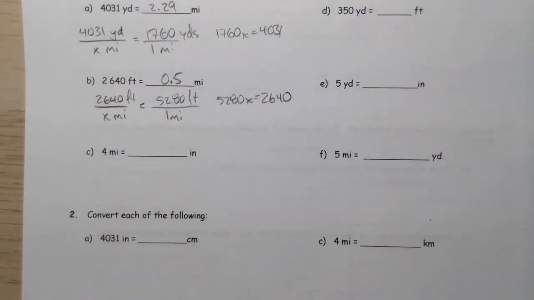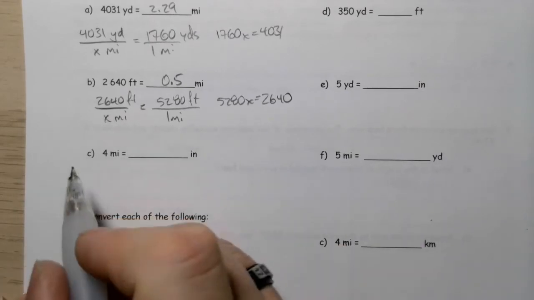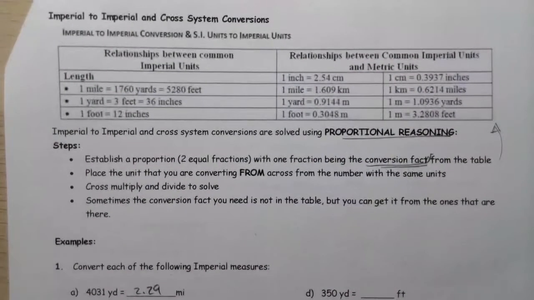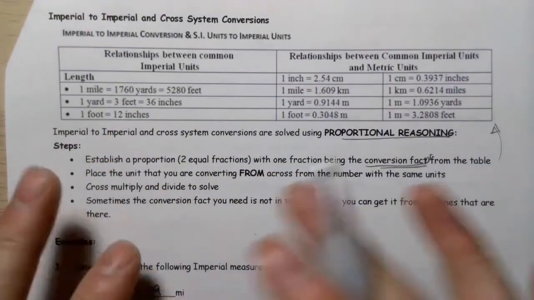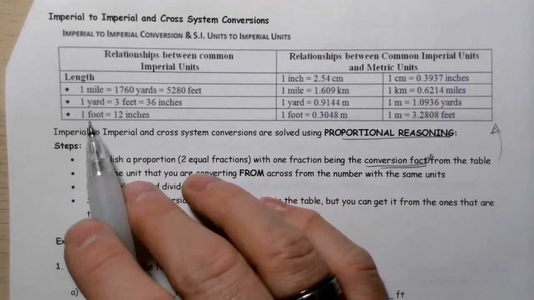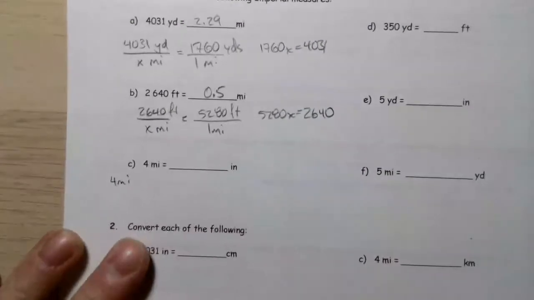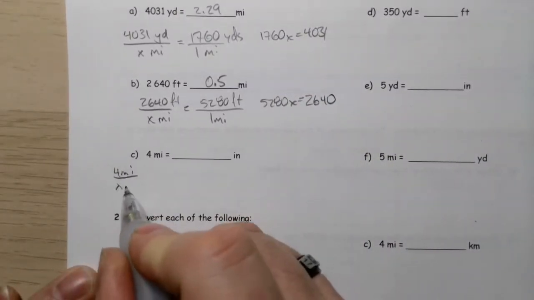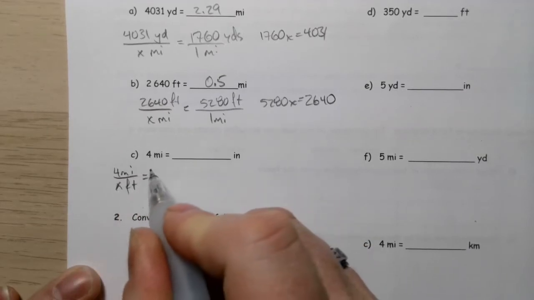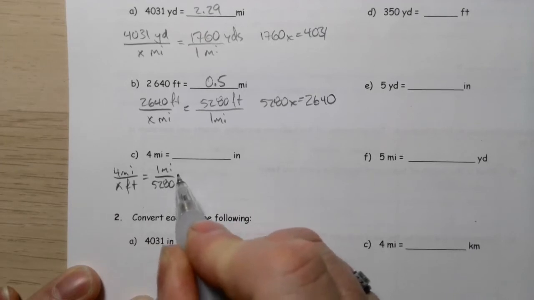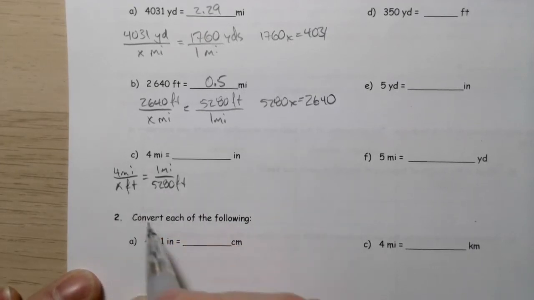Now I want to convert 4 miles into inches. Oh boy, okay. Do I have a fact that goes from miles to inches? The answer is no, I don't. But I can go from miles to feet, and then from feet to inches. So first I'm going to convert this into feet. 4 miles over X feet is going to be 1 mile over, and we just saw this, 5,280 feet. I'm going to cross multiply down here because I'm going to run out of room real quick.